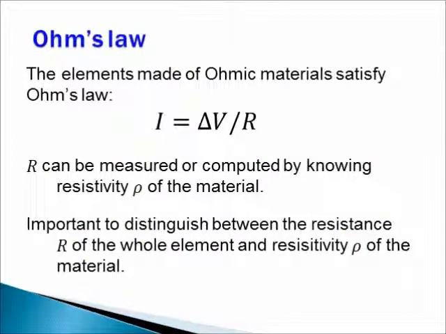If an element is made of an ohmic material, the current satisfies Ohm's law. I is equal to delta V over R. Here, R is the resistance constant associated with the element. R can be either measured or computed by knowing the so-called resistivity parameter ρ of the material.